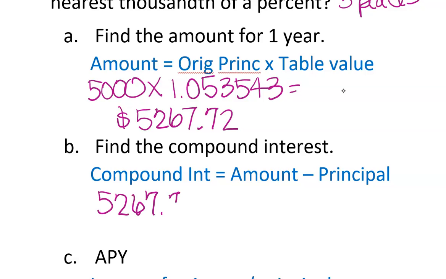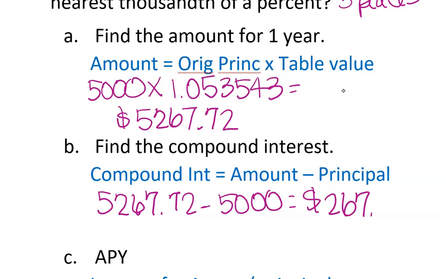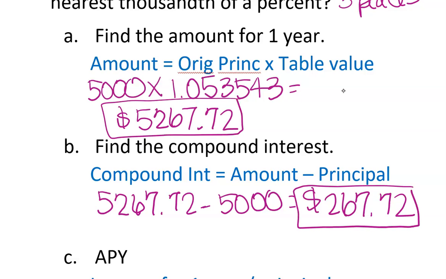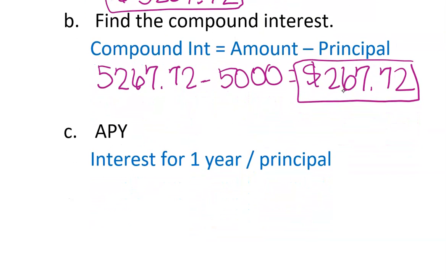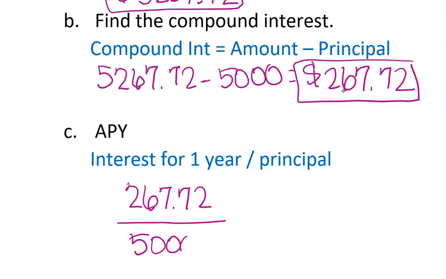So this right here should look familiar to what we did on Friday. So the interest is $267.72. So exactly what we did in section 12.1. Now here's the part that's new. We're going to take the interest for 1 year, which we just found, $267.72, and we're going to divide it by the principal, which in this case was $5,000.